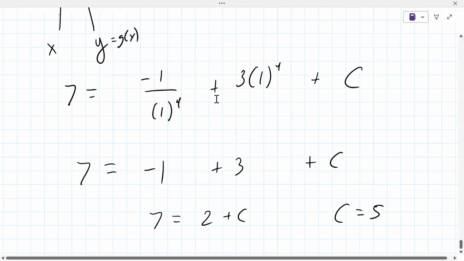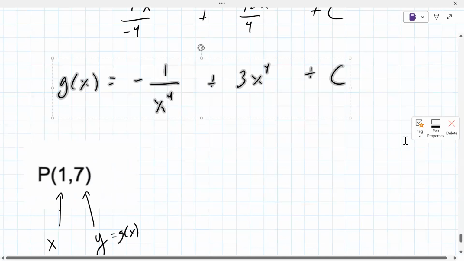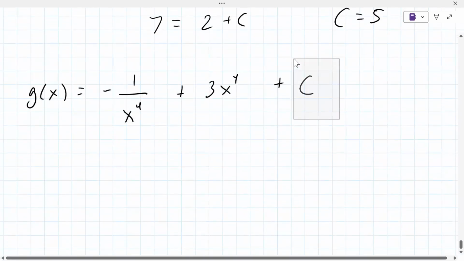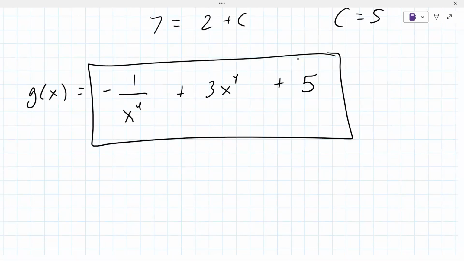So the final answer, it's kind of like when you learn how to write the equation of a line: you go back to this line right here and you put in the value of c, which is 5. And then this is what they want here on the right.